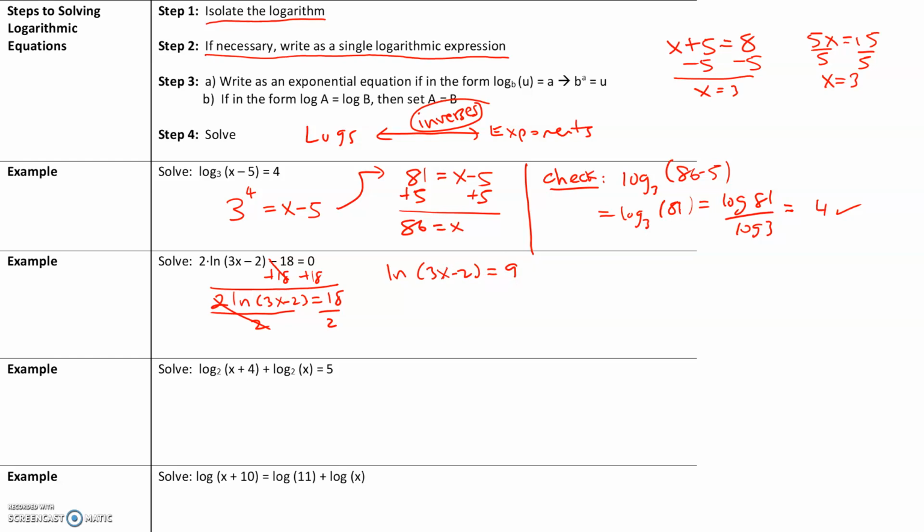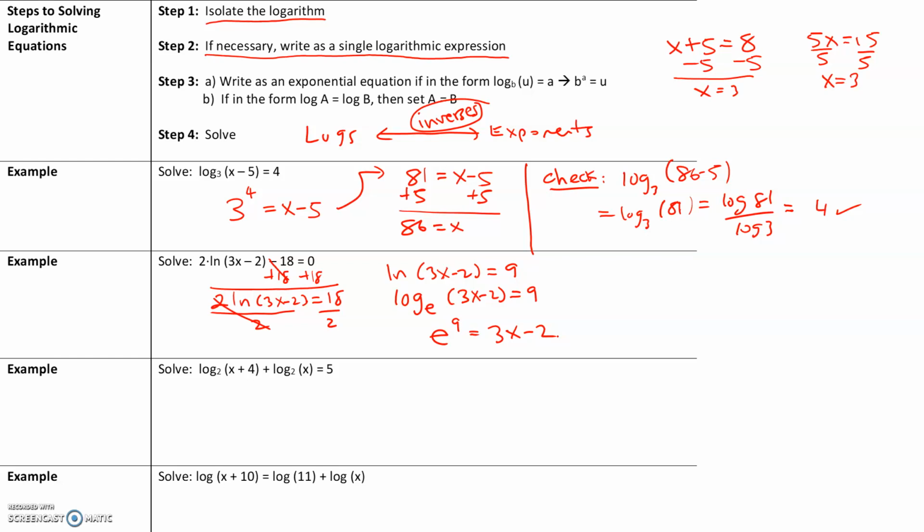And now we have to convert this into an exponential equation. But why? Because the inverse of a log is an exponent, and we use an inverse to solve an equation. But recall that natural log is actually log with base e, so log base e of 3x minus 2 equals 9. You could either rewrite it like this, or simply recall that the base of a natural log is equal to e. So to write this as an exponential equation, we have e to the 9th power equals 3x minus 2.